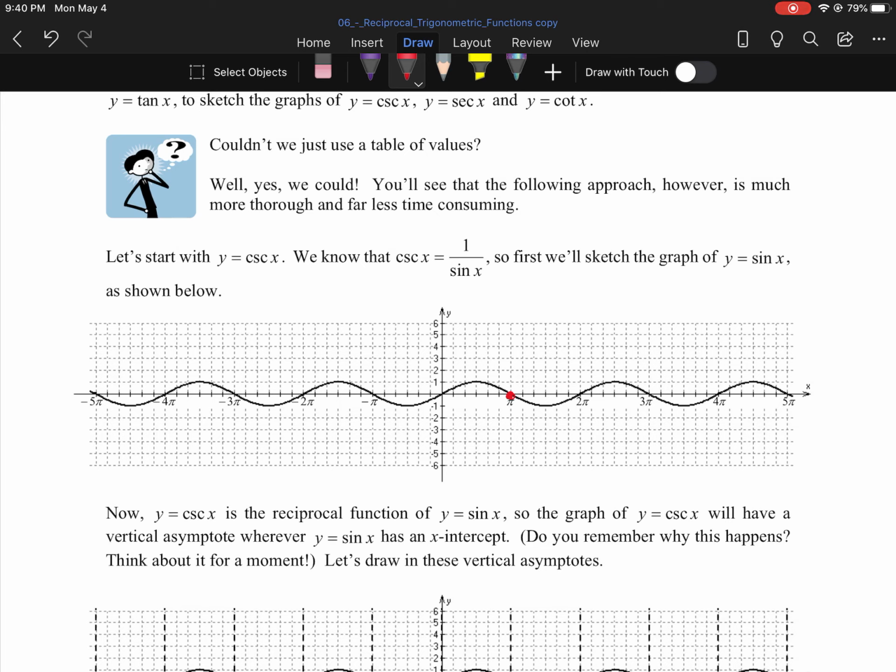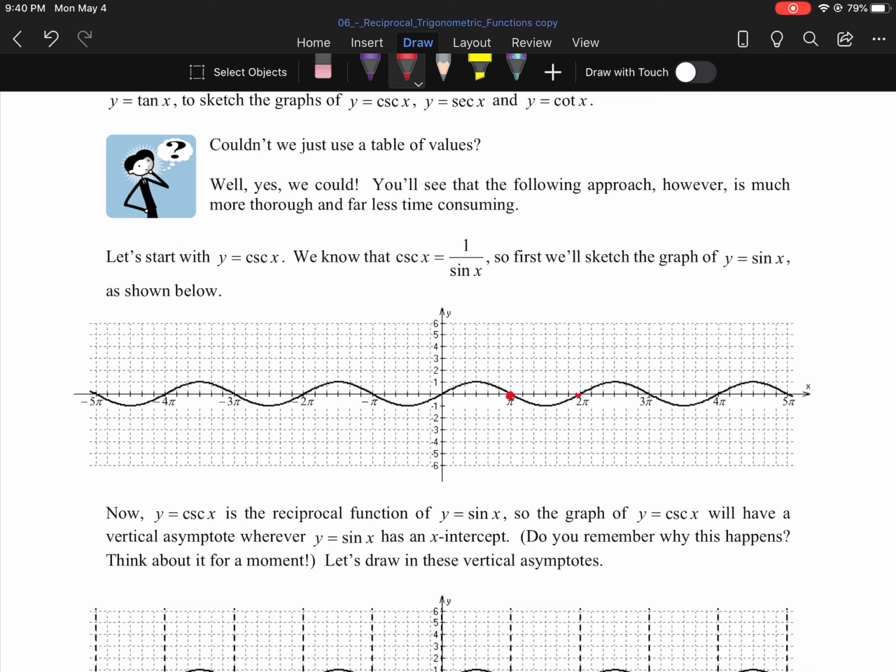I'll grab an intercept at pi here. At that value, sine has value 0. So if we go to cosecant, which would be 1 over sine, that would be 1 over 0, and 1 over 0 can't be done. So that's where you get your vertical asymptotes.